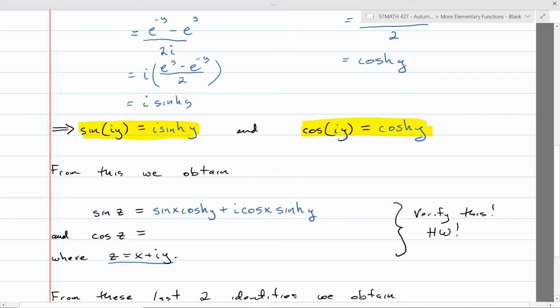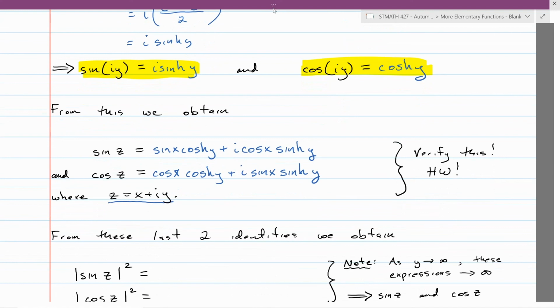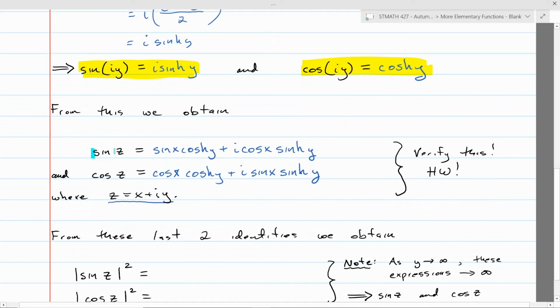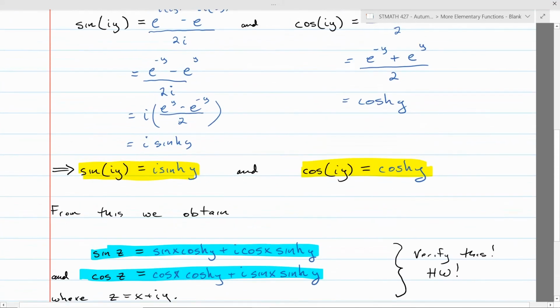And cosine of z can be broken up as cosine x cosh y, plus I times sine x sinh y. What we have here is, this breaks sine of z and cosine of z up into its component functions, like the u and the v that we use when we do Cauchy-Riemann and things like that. So that's an important way to be able to break up your sine and your cosine functions. And this is something I'll have you verify in your homework, these two identities here. But it'll make use of what we just discovered here about sine of iy.